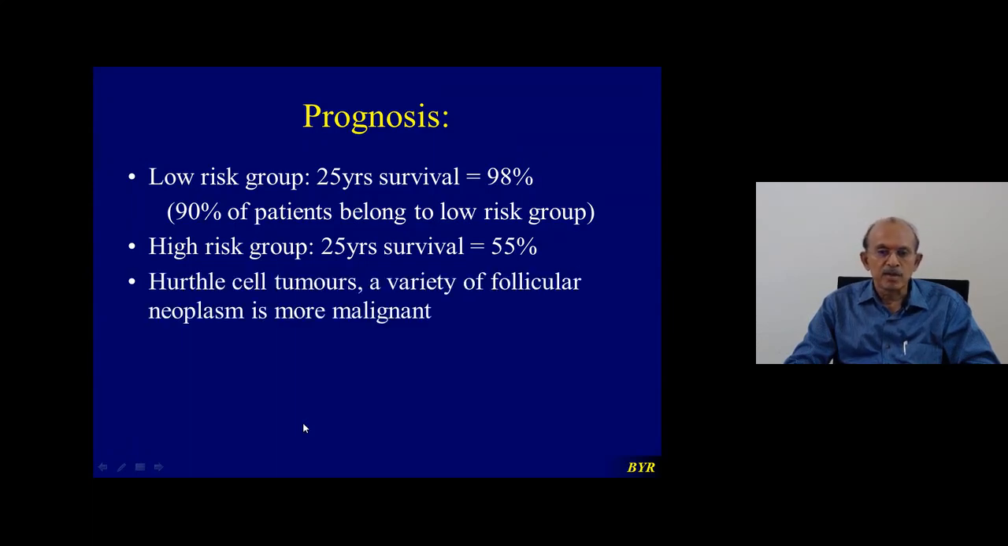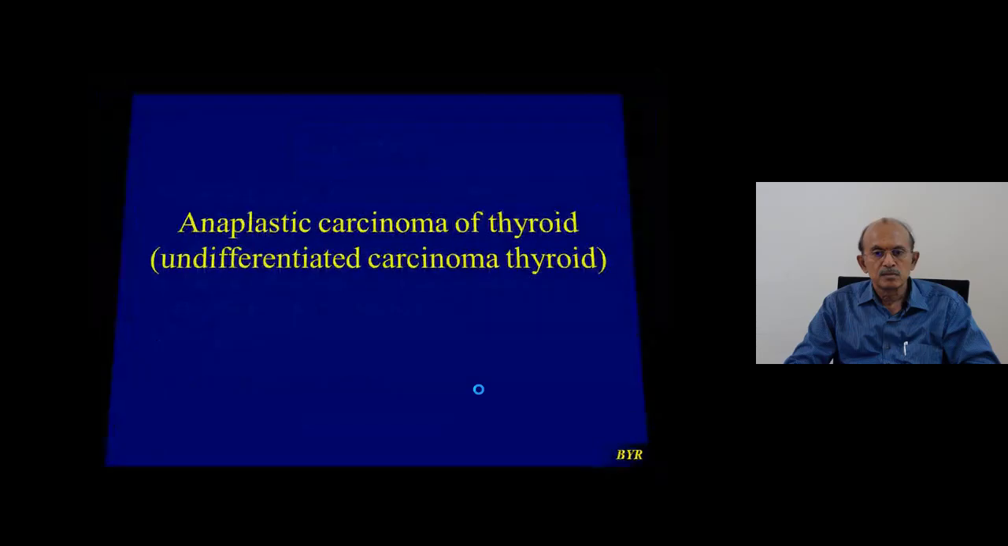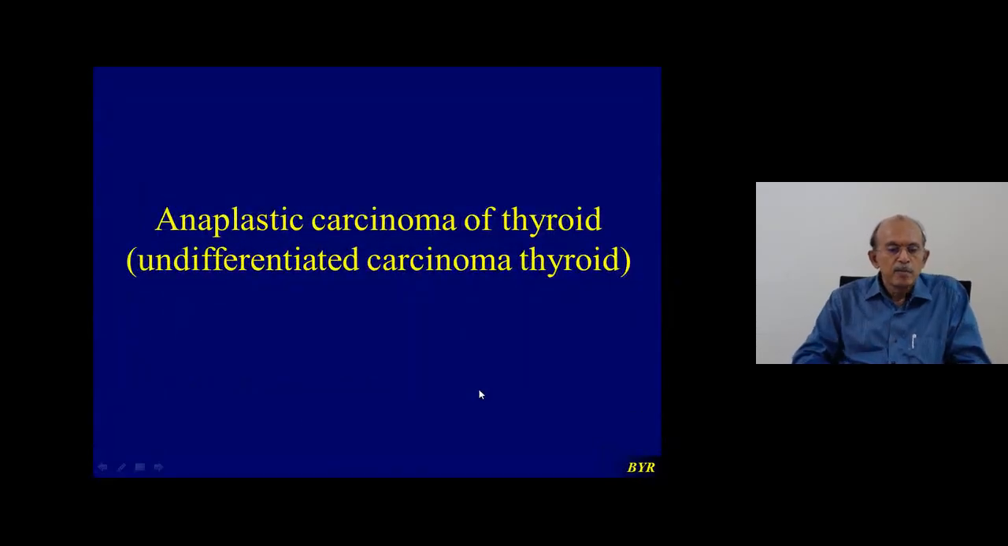Hurthle cell tumors, a variety of follicular neoplasm, are more malignant. Follicular carcinoma carries twice the mortality rate of papillary carcinoma. So this is about differentiated carcinoma of the thyroid. So the treatment is a little bit more heavy for you now.